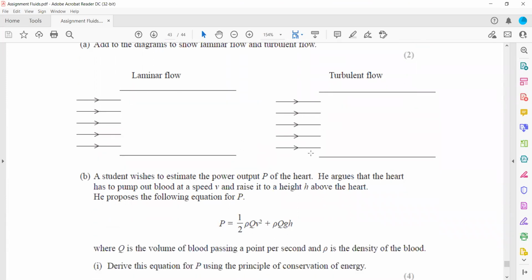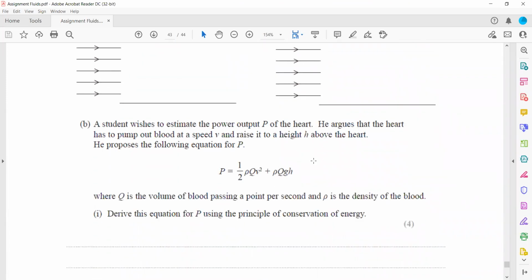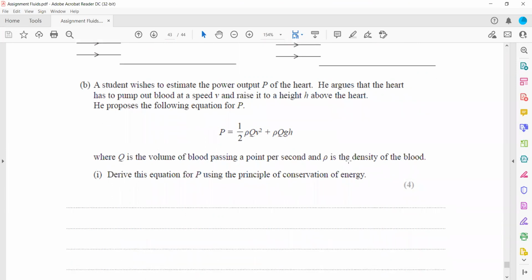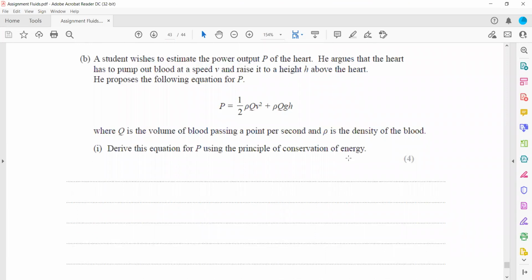41B1. A student wishes to estimate the power output of a heart. He argues that the heart has to pump out blood at a speed v and raise it to a height h. He proposed the equation where Q is the volume of the blood passing through a point per second and rho is the density of the blood. Derive this equation for P using the principle of conservation of energy.